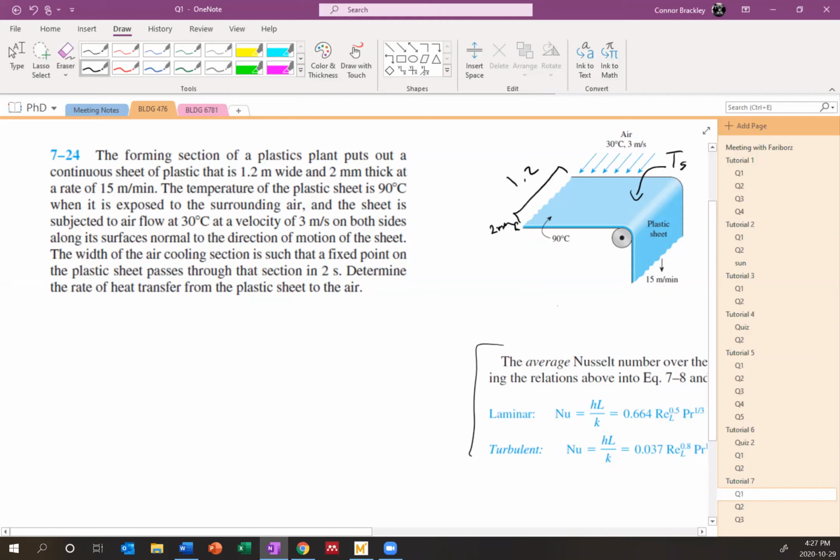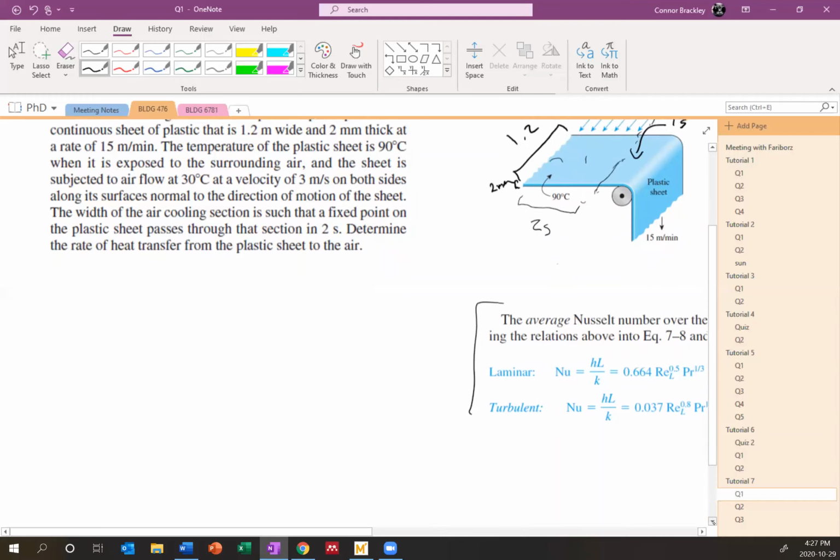Then the width of the cooling section is such that a fixed point on the plastic sheet passes through that section in 2 seconds. So whatever width this is, it essentially means that the width exposed to this air passing over is in there for about 2 seconds. Of course, with heat transfer, you're usually concerned with the area that's transferring heat, so that'll be important.